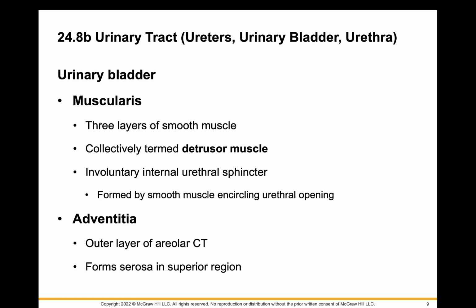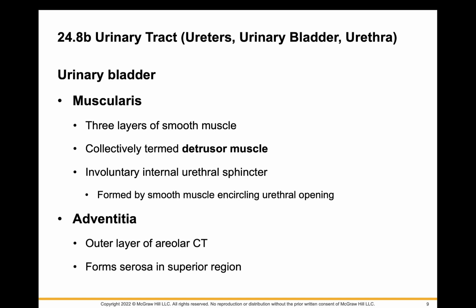Then we have the muscularis. Now here we actually have 3 layers of smooth muscle. Collectively, the muscular wall of the bladder is known as the detrusor muscle. They're also at the base of the bladder. A thickening of the detrusor muscle is the involuntary internal urethral sphincter, and it's formed by a smooth muscle encircling the urethral opening.